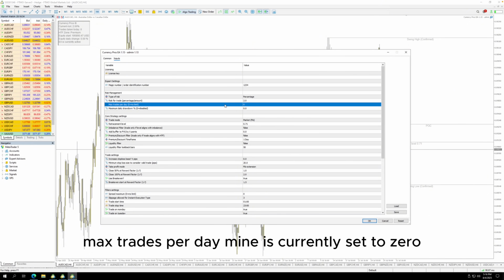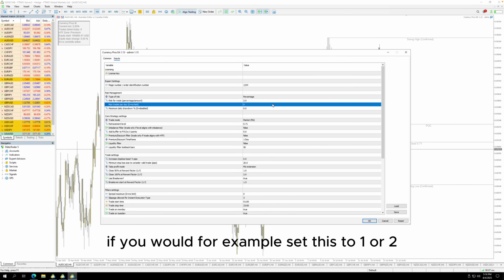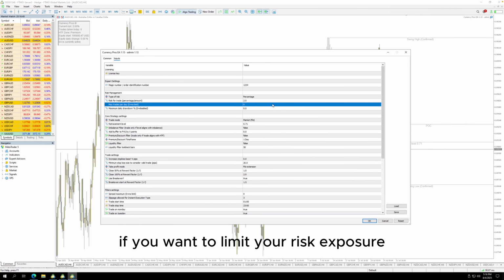percentage amount. Max trades per day, mine is currently set to 0. If you would, for example, set this to 1 or 2, the EA would take that amount of trades and then nothing past that. This is really good if you want to limit your risk exposure.